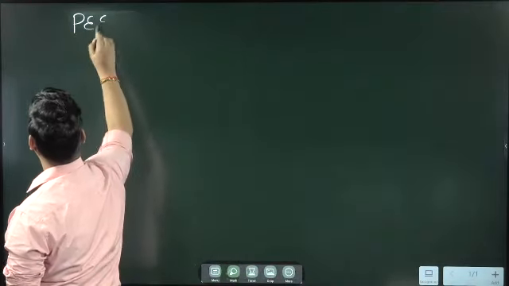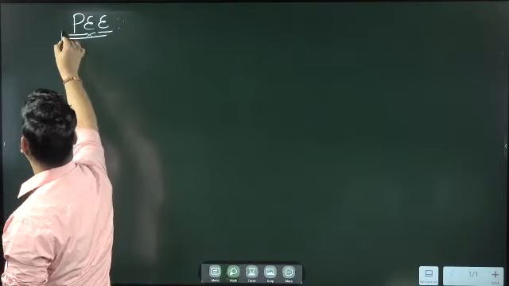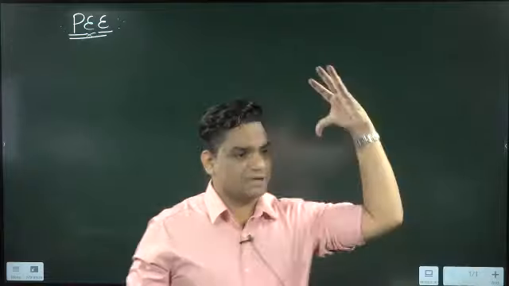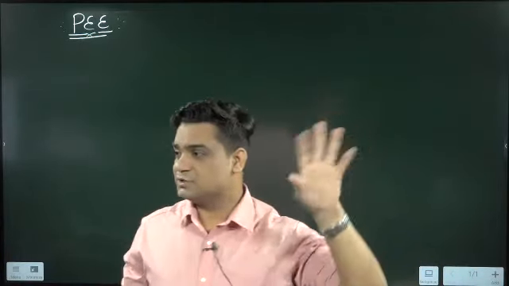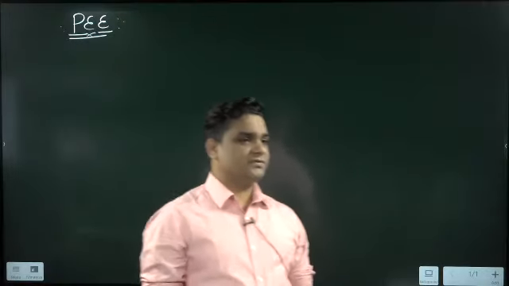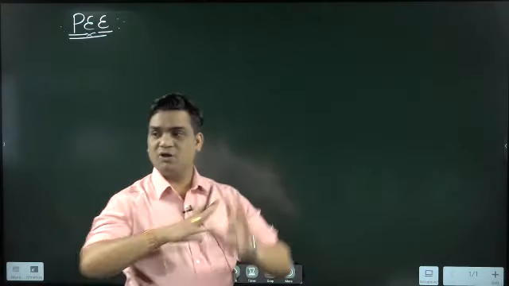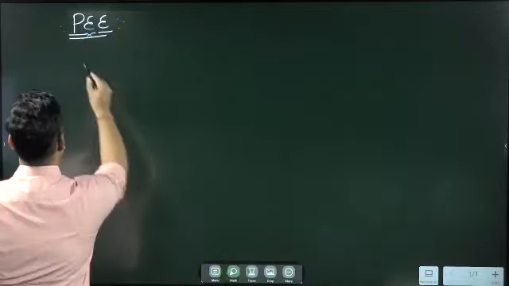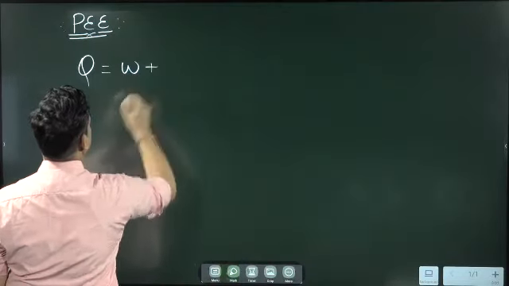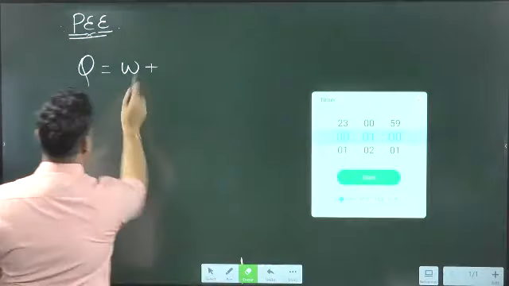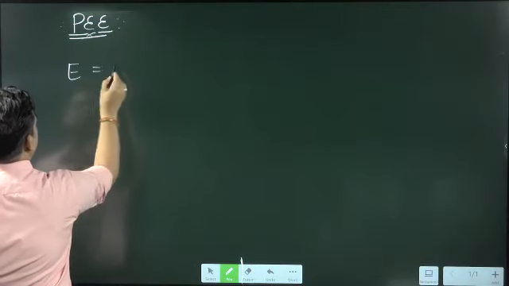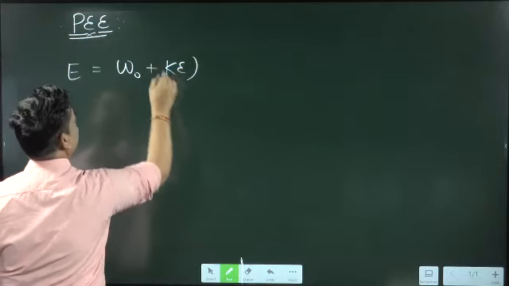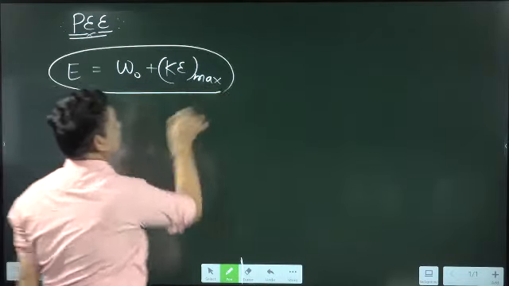So in modern physics, the first one is the photoelectric effect. Brief info of this photoelectric effect. I'm coming to modern physics first because 7-8 questions are there, generally 8 questions. Photoelectric effect as well as de Broglie. I will not go into how questions will be asked, but the main formula is this: E equals W naught plus K maximum, the equation given by Einstein, where we write energy as E.